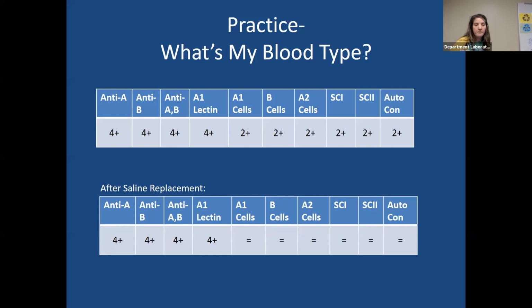Could you indicate probable rouleaux? You would resolve it. You would perform saline replacement, and depending on if you have a blood bank system where you enter your results in the computer, you'll have truth tables built in. You would want to enter these results. The truth table is going to pop up and say this is not a valid type, something's going on. You would then put a note in saying saline replacement performed, and then you could enter these results.